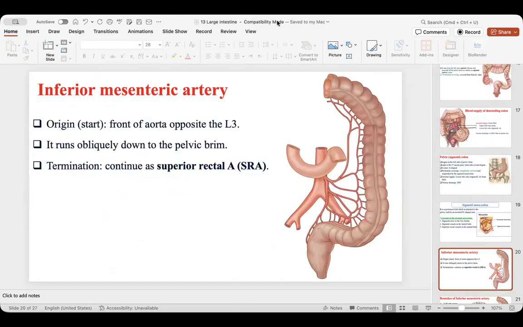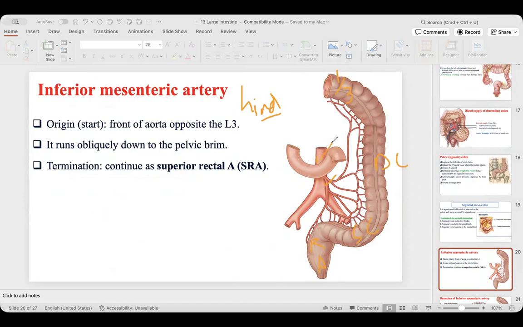EMA artery, as we said, is the artery of the hindgut. Which part will be supplied? It supplies the left one-third of the transverse colon, the descending colon, the sigmoid colon, and the rectum, and the upper part of the anal canal. Where does it originate? EMA originates from the front of the aorta. All the arteries supplying the abdomen, the three main arteries, come from the front of the aorta, but here at the level of L3, EMA.